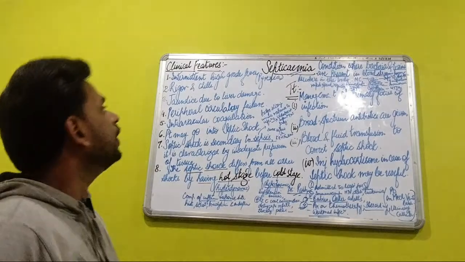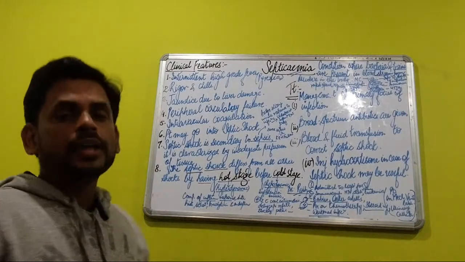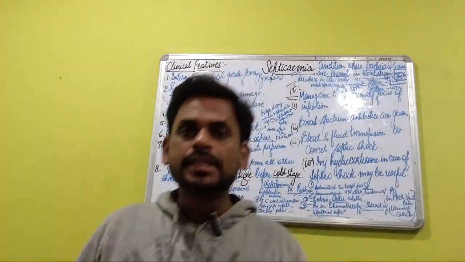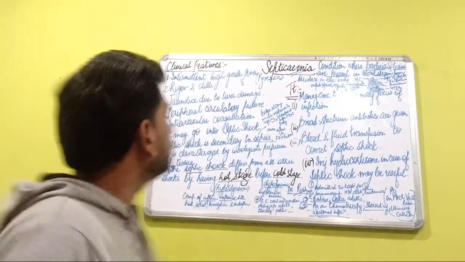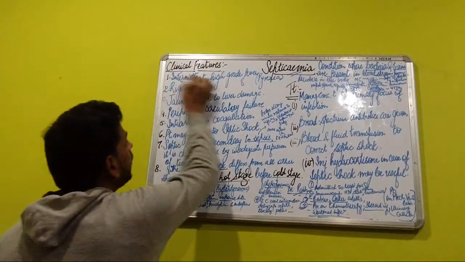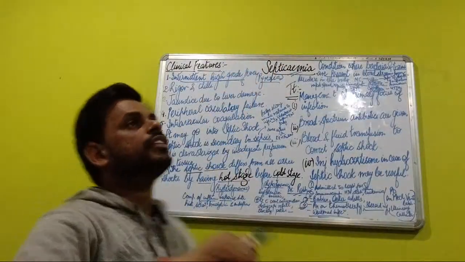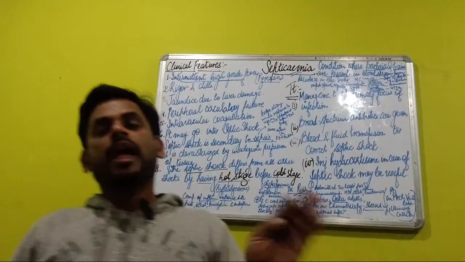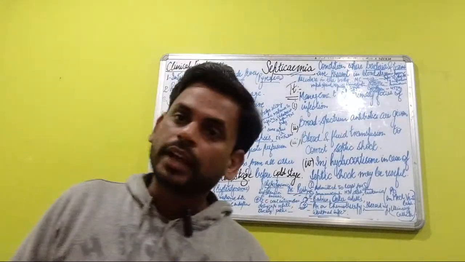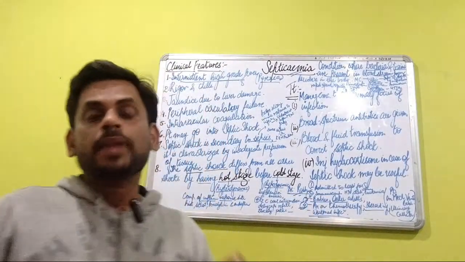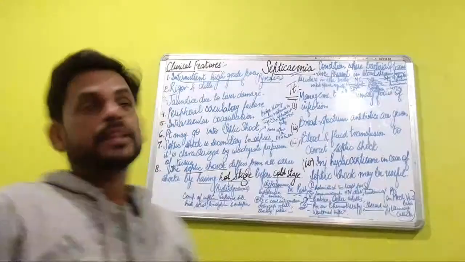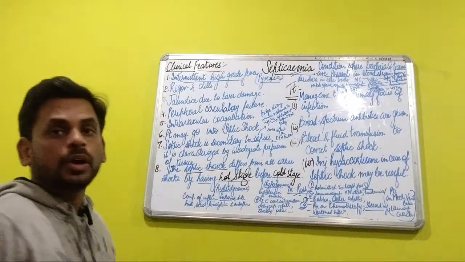Now we move on to the clinical features. When the condition of septicemia sets in, the patient is going to have intermittent high grade fever, that is pyrexia. This means the fever will be present at a certain time and disappear, but later on again reappear. So the patient may complain of this intermittent type of pyrexia or fever.